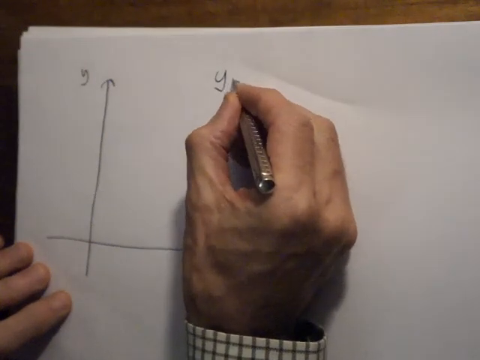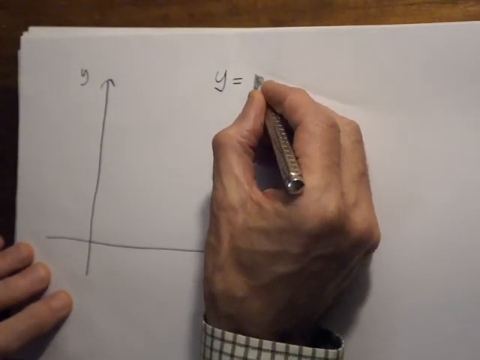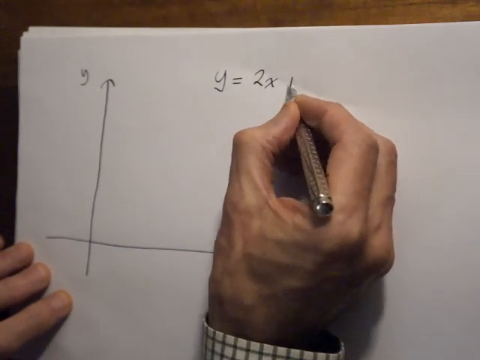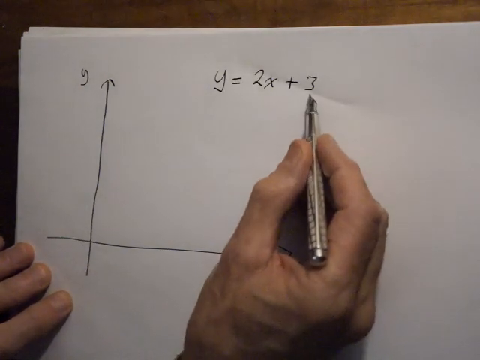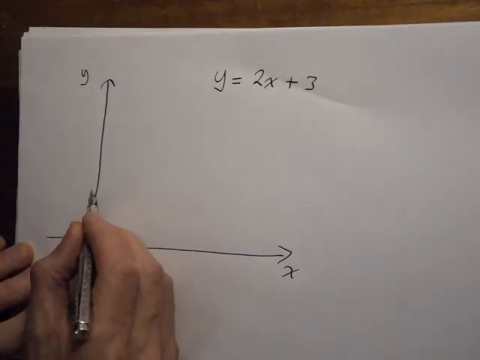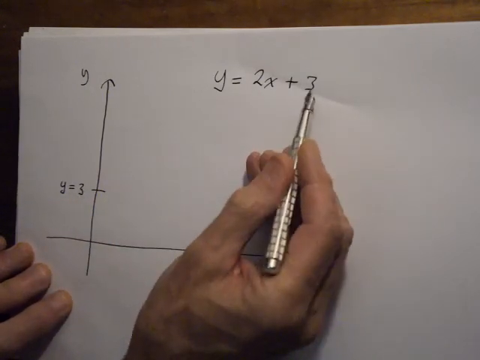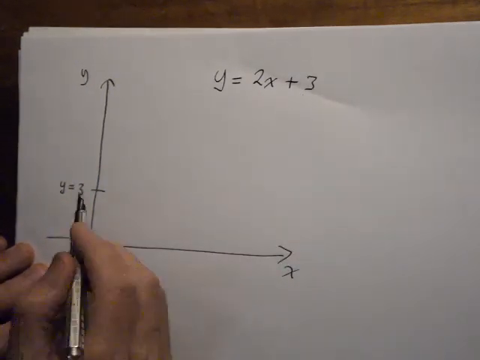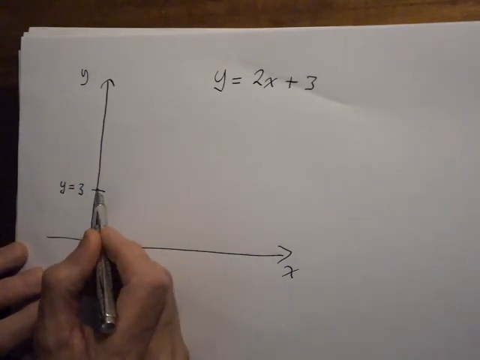I'm going to write down the equation y equals 2x plus 3. The 3 is the easiest one to deal with. The 3 tells us where the y-intercept is. So here we are, there's the y-intercept at y equals 3, because that 3 is this 3. And that, if you like, tells us the place where the line starts. We know that the line starts here.